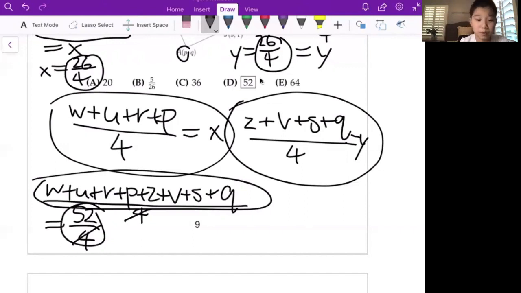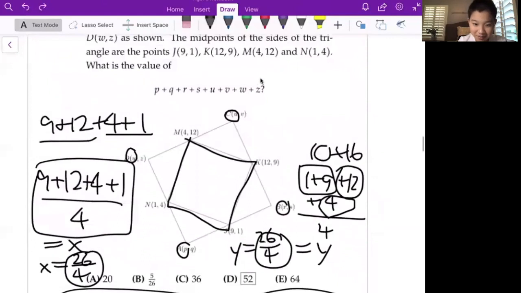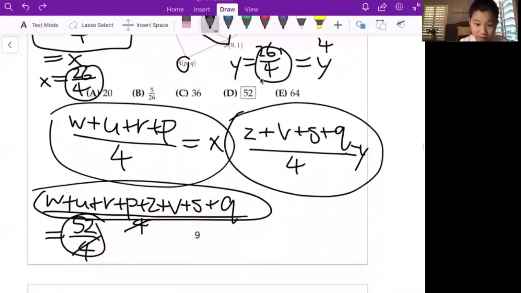Do you see what's so special about this? If you don't know what it is, p plus q plus r plus s plus u plus v plus w plus z, P, Q, R, S, U, V, W, Z. You see how magical this is? And we're instantly left with the answer of 52.